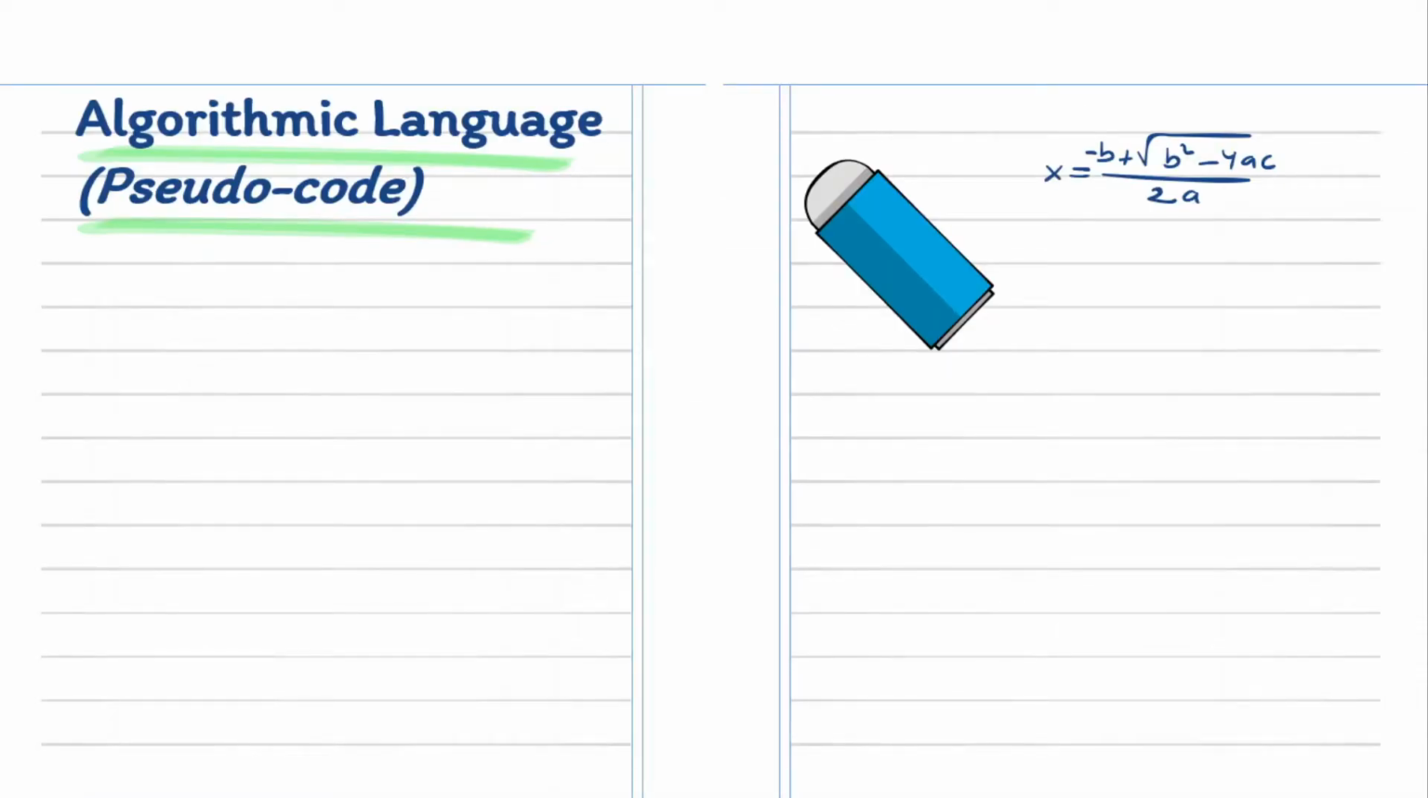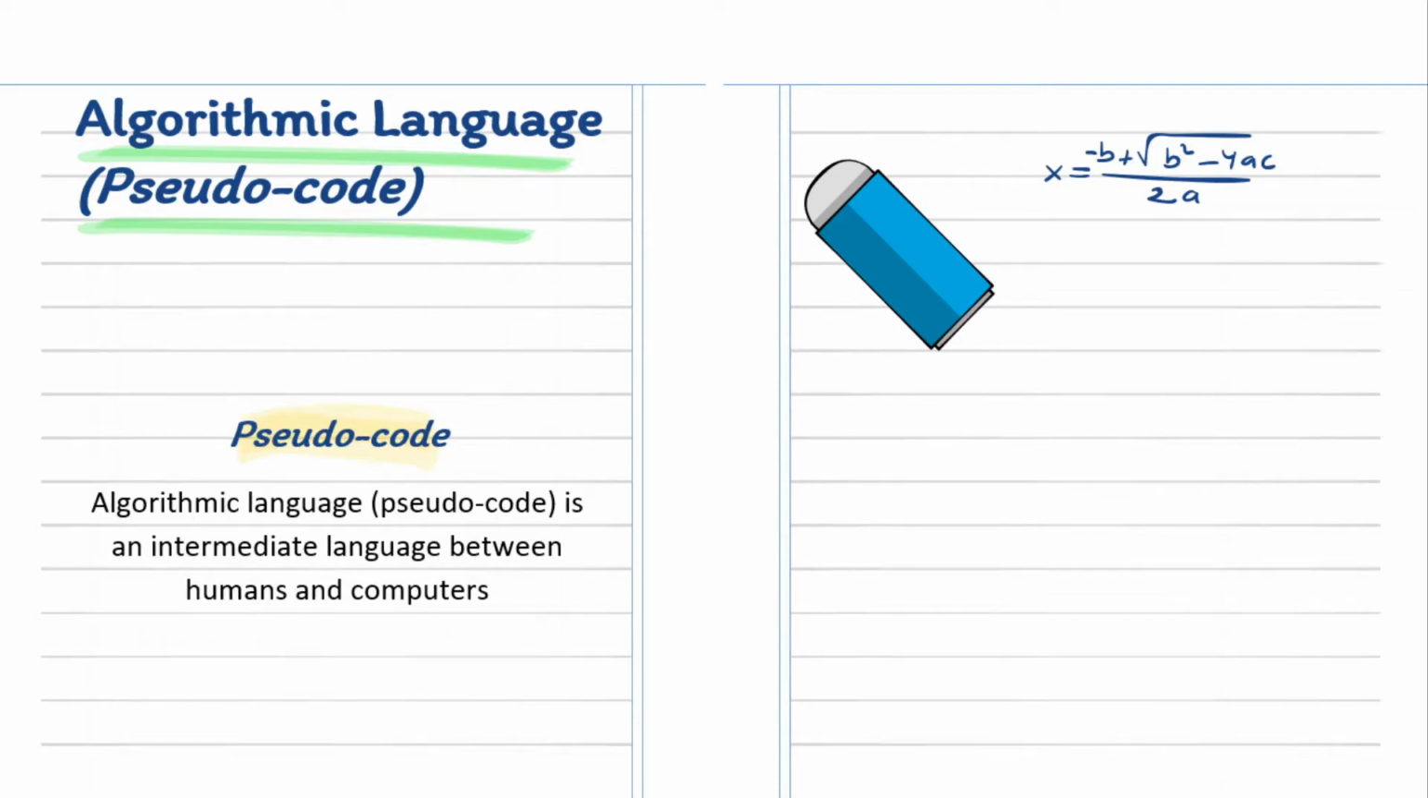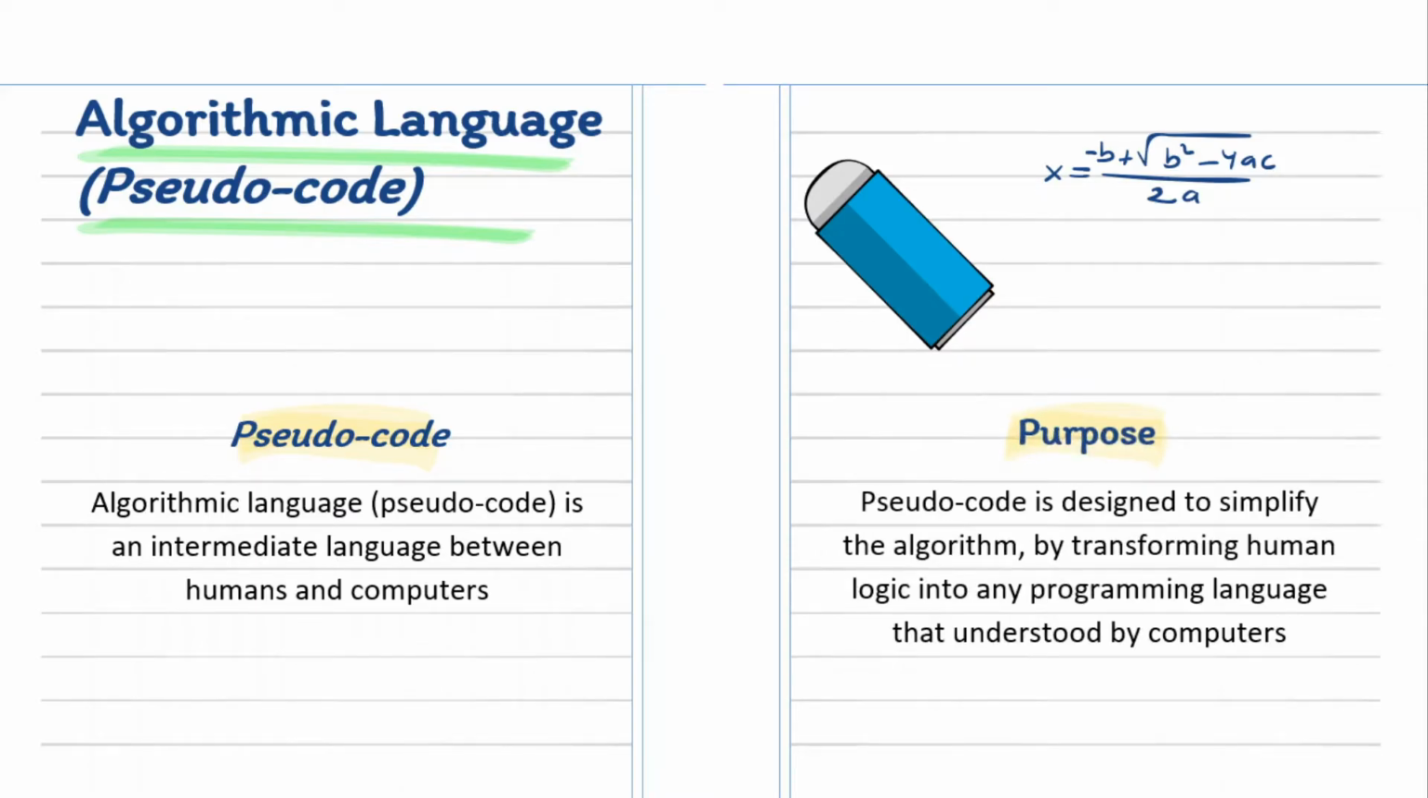Next, we continue to discuss algorithm language or pseudocode. Algorithmic language or pseudocode is an intermediate language between humans and computers. Pseudocode is designed to simplify the algorithm by transforming human language into any programming language that's understood by the computer.